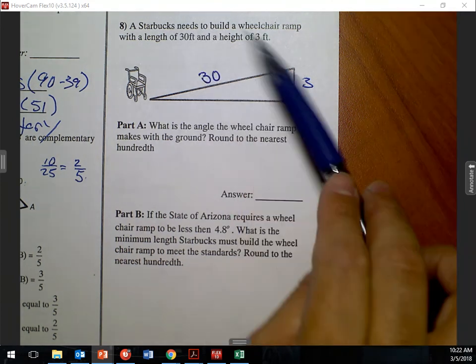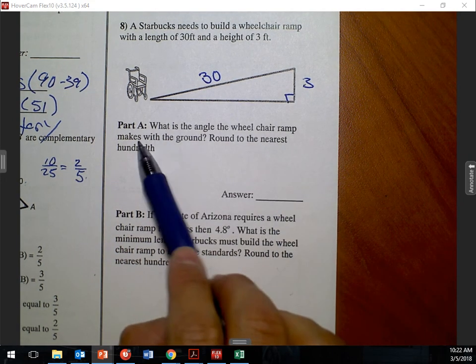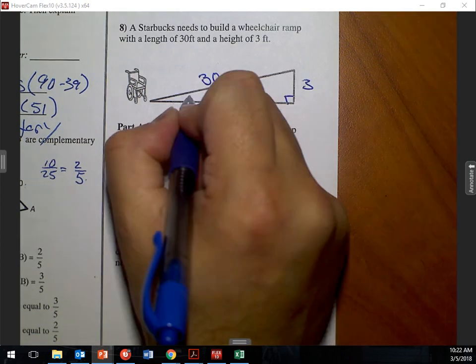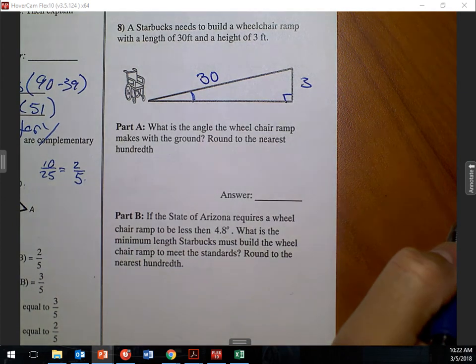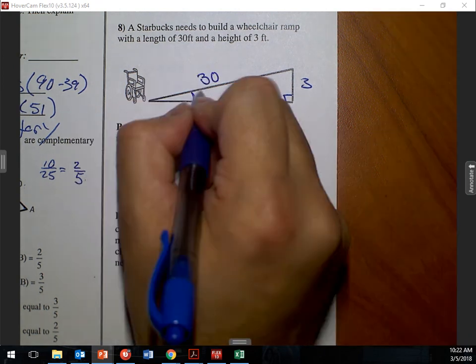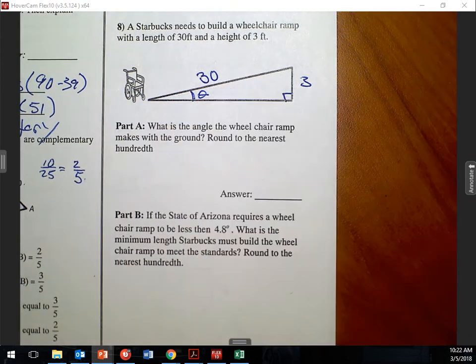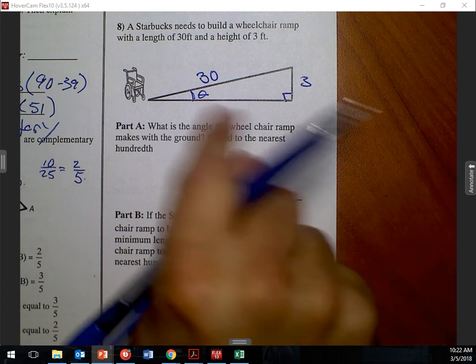All right. So, what is the angle the wheelchair ramp makes with the ground? So we're looking for this one right here. What am I going to put there if I'm looking for that? Not x. Theta. Why am I going to put a theta there? Because we're looking for an angle. We use theta for the angles, right? So that's going to help you out.